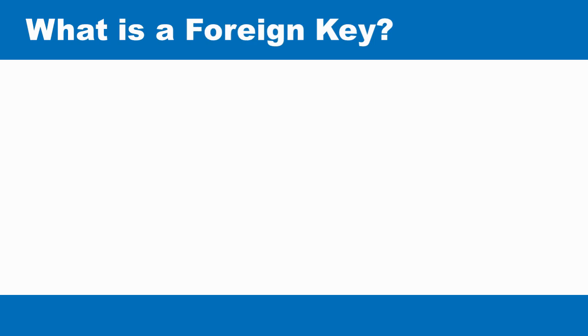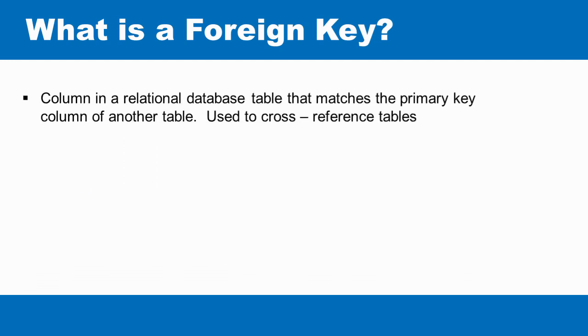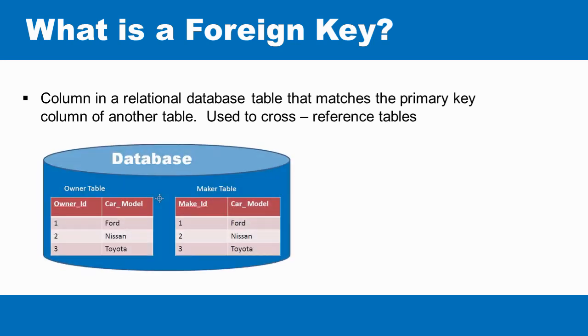What is a foreign key? A foreign key is a field or a column in a relational database table that matches the primary key column of another table. So you can use the foreign key to cross-reference another table.